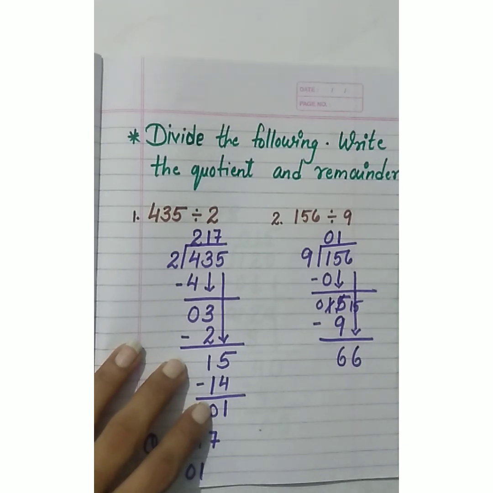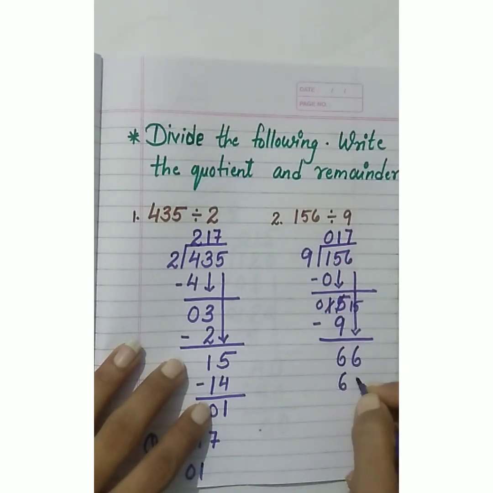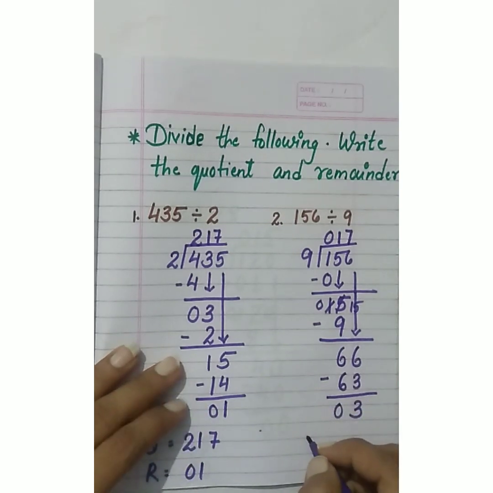9 ones are 9. 9 twos are 18. 9 threes are 27, 9 fours are 36, 9 fives are 45, 9 sixes are 54, 9 sevens are 63. So we will take 9 sevens are 63. So we will subtract this. 6 minus 3, 3 and 6 minus 6, 0. So what is our quotient over here? 17 and our remainder 3.